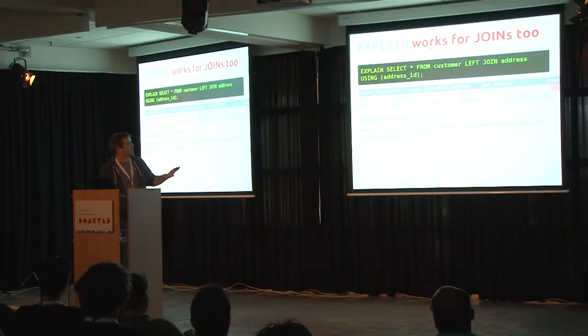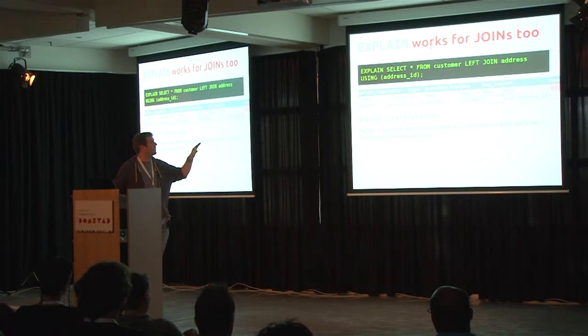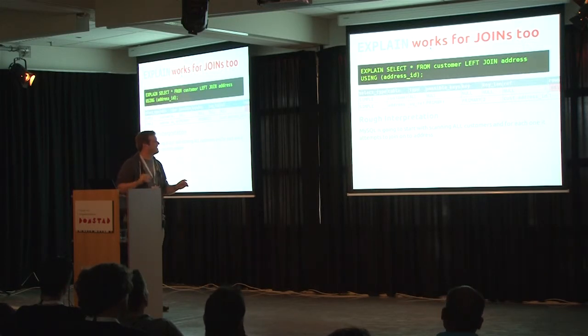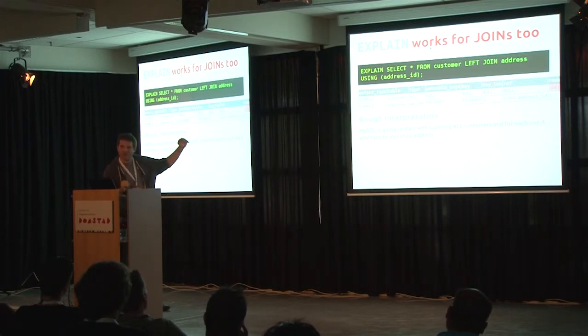So explain works for joins too. There's some really simple examples here. So we're joining customer onto address using address ID. And again, chopped off on the right-hand side, great stuff. What it's decided to do here is it says, let's get every single customer record, and for each one, join on address. That's what that query execution plan is showing there.